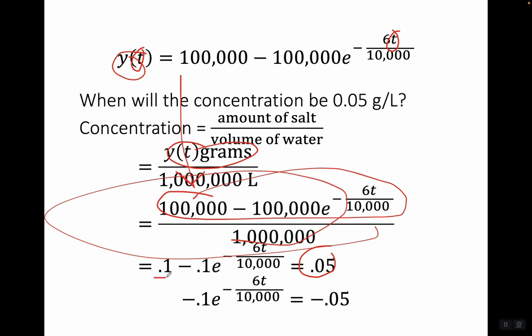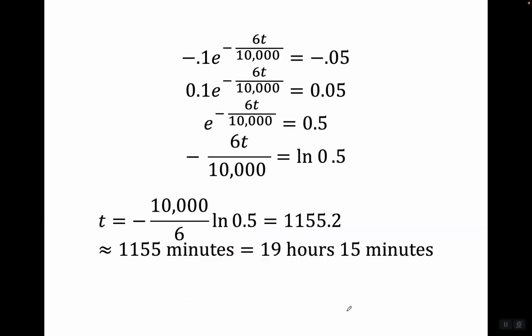Let's subtract 0.1 from both sides. We end up with this: negative 0.1 e to the negative 60 t over 10,000 equals negative 0.05. So this is what we've got. Next step, let's multiply both sides by negative 1. Don't want those negative signs. And we end up with this. Let's divide both sides by 0.1. We have e to the negative 60 t over 10,000 equals 0.5.